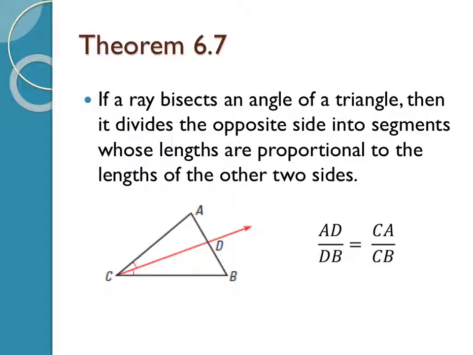If a ray bisects an angle of a triangle, then it divides the opposite side into segments whose lengths are proportional to the lengths of the other two sides. So what this is saying is, here's the ray coming through here. It's splitting it into an AD and a BD. And then it's saying that this side AD is proportional to the other sides of it.